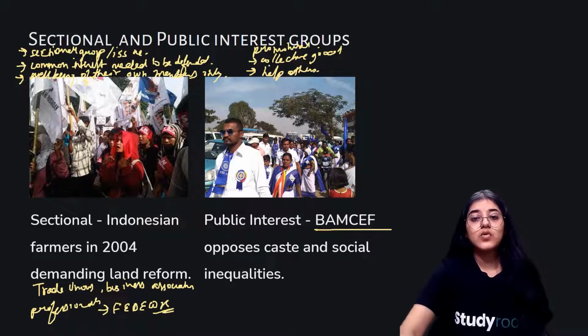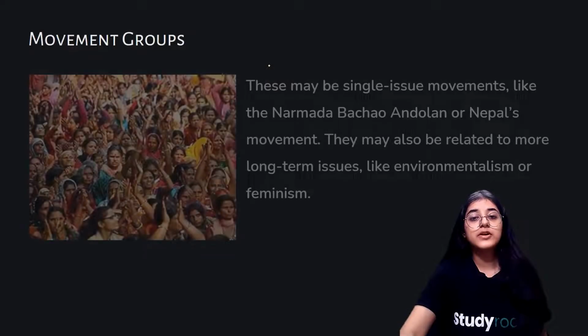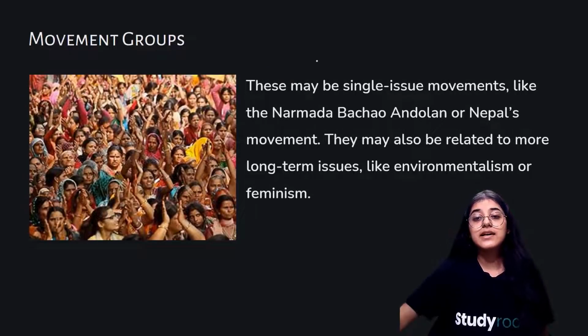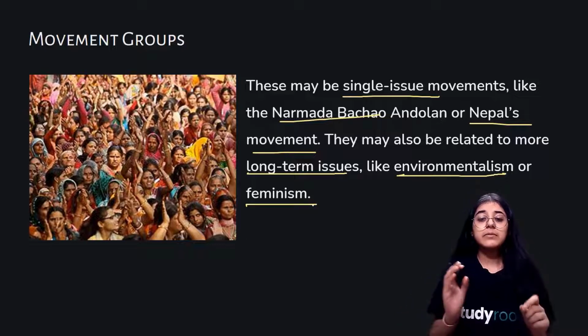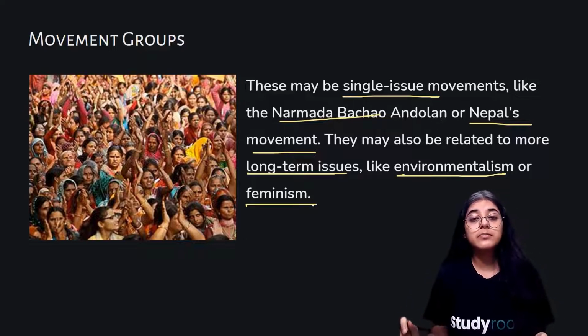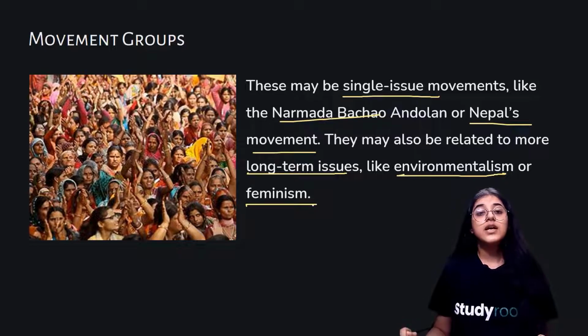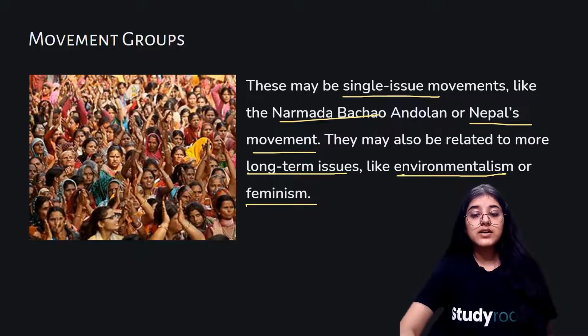Moving ahead, we now have movement groups. These may be single issue movements, like the Narmada Bachao Andolan and the Nepalese movement. However, they are related to more long-term issues like environmentalism or feminism. So they may be on particular single issues only, but they are based on long-term issues. That's why these are known as movement groups.